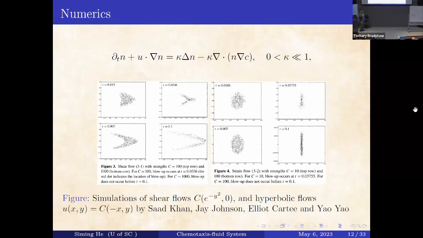Okay, sorry, I forgot. There's a simulation done by Yao Yao and 3 undergrads in the IEU project. They do a simulation. If you put a shear here, if the shear is not that strong, you form blow up. If the shear is very strong, you have spreading. And now the solution is completely regular. Okay, so that's the simulation.